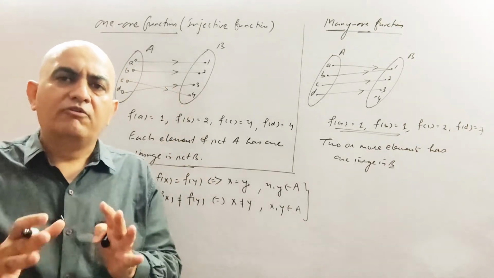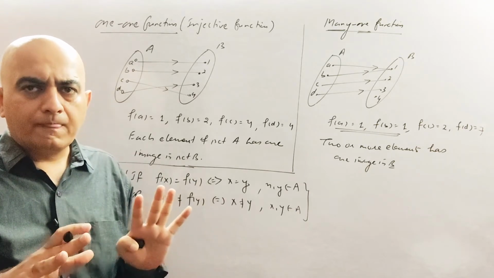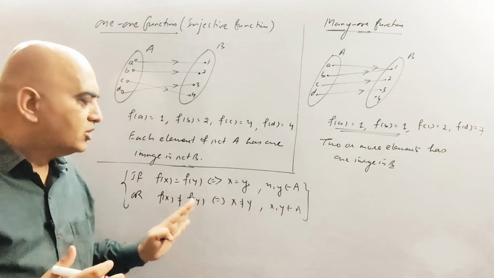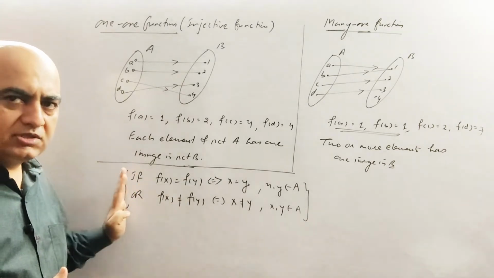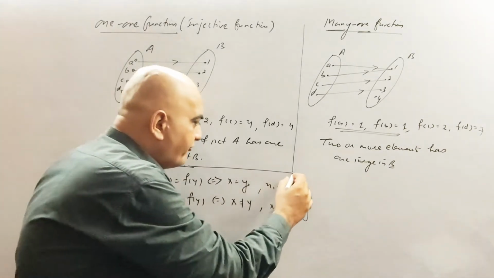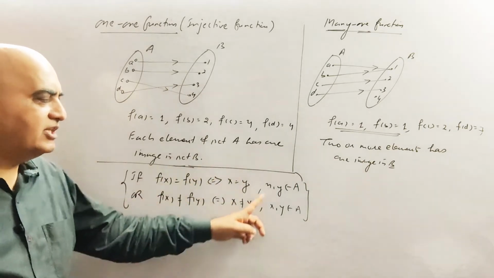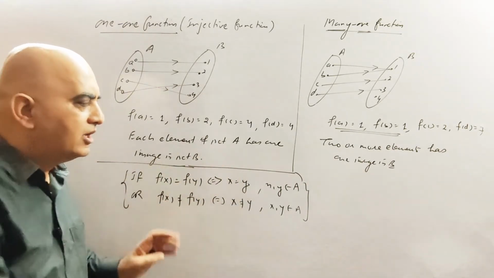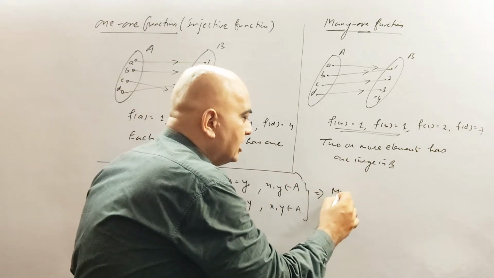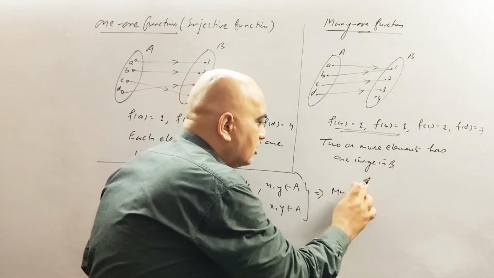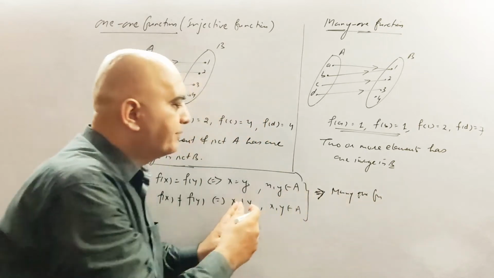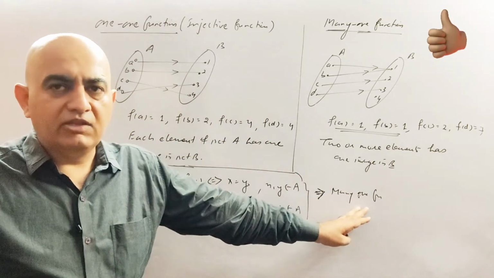So algebraically, whenever you consider a question and you have to show that it is one-one or not, you have to do this process. And if the function does not satisfy these two criteria, if either of the criteria fails, then that function will be a many-one function. Suppose it doesn't happen, then that function becomes a many-one function.